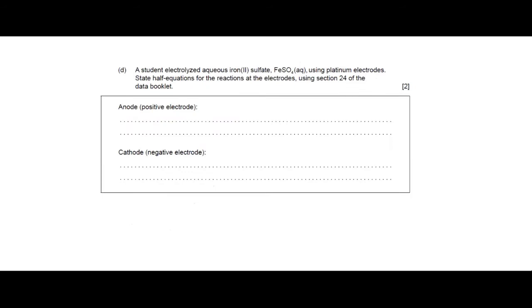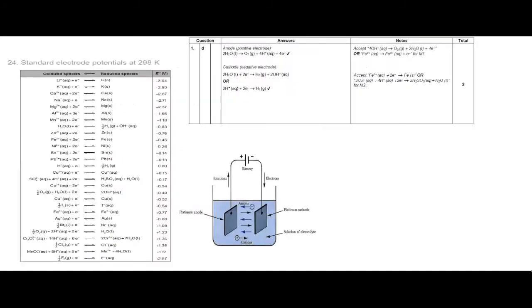This is the last section from question 1. You may read the question by pausing the video. A student electrolyzed aqueous ferrous sulfate, FeSO4 solution using platinum electrodes. State half equations for the reaction at the electrodes using section 24 of the data booklet. So now section 24 from the data booklet is the standard electrode potential at 298 Kelvin. I've pasted it here on the whiteboard.